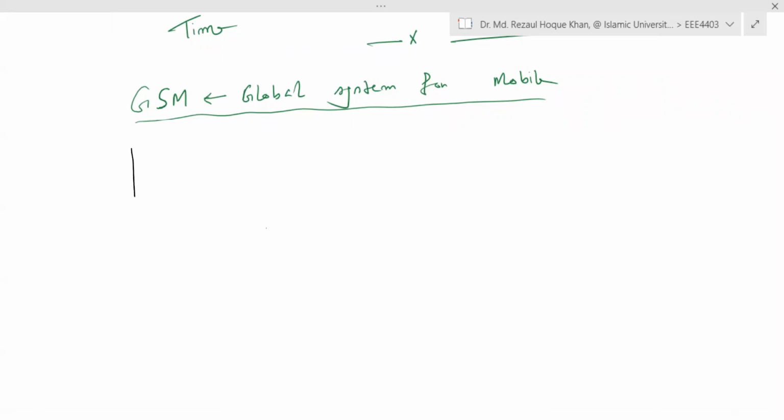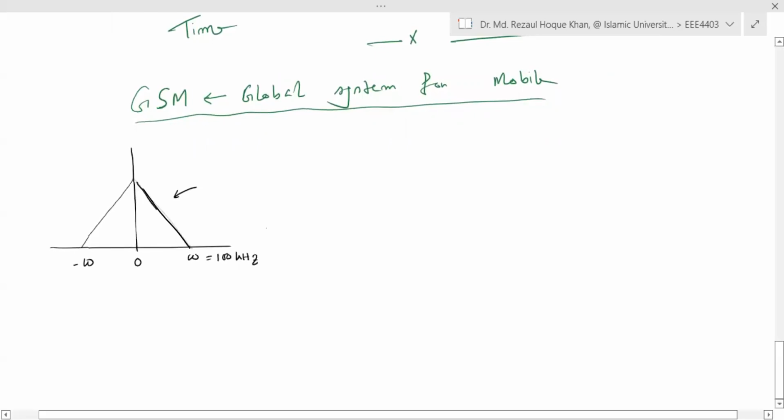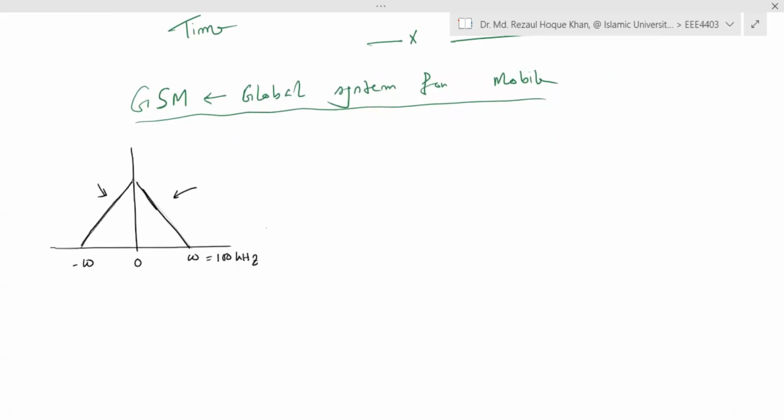So for example, in GSM, say this is a baseband signal. Baseband signal means the original signal, the message signal, which has a bandwidth W. So W is equal to 100 kilohertz. This is the original message spectrum, which is a baseband signal.